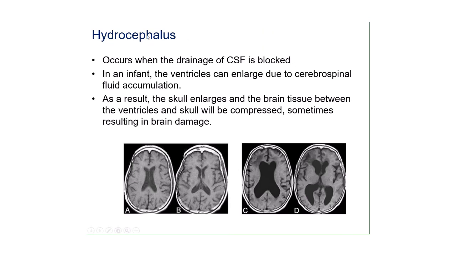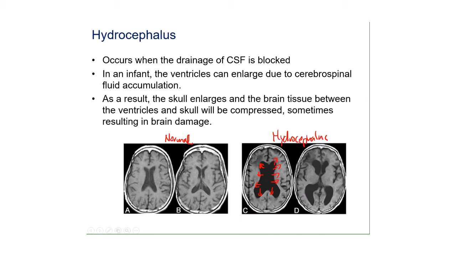Hydrocephalus. Cephalus is the brain. Hydro is water. So water is building up in the brain. And in infants, the ventricles can enlarge due to the cerebrospinal fluid accumulation. In this scan, you can see the left two pictures are normal, and then this is hydrocephalus. The accumulation of CSF creates so much pressure that it's pushing on the lateral ventricles, and it's going to be damaging the brain tissues surrounding the lateral ventricles.